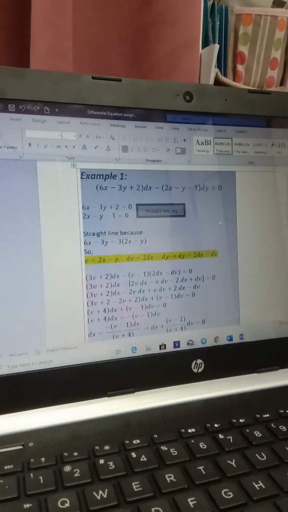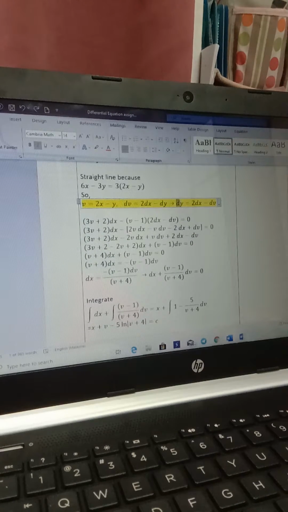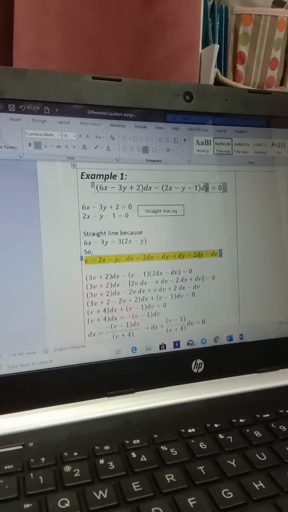After that, we let v = 2x - y and differentiate it, and we will get dv = 2 dx - dy. Because we have dy here, we want to substitute it, so we just change the position because we want to substitute dy, not dx. So dy = 2 dx - dv. After that I substitute all and put it back into the equation. I get these terms: (3v + 2) dx - (v - 1) and 2 dy, where we replace dy with 2 dx - dv.